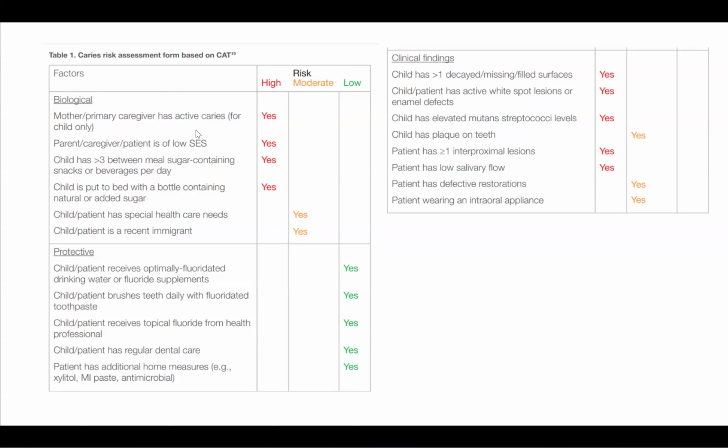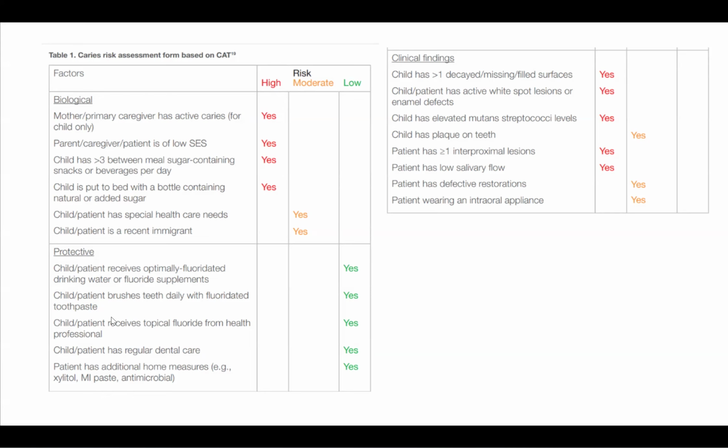When you see the caregiver has active caries, like the mother, of course, or low socioeconomic background or status, or any child who's having a very heavy sugar containing meal, which is more than 3 times in between meals, right? Snacks which are in between meals, not with the meals, or if they are put to bed with a bottle containing natural or added sugar, even simple milk will have sugar in it, right? So all of this is basically high risk of caries. If none of this is present, only then you can put it as low risk.